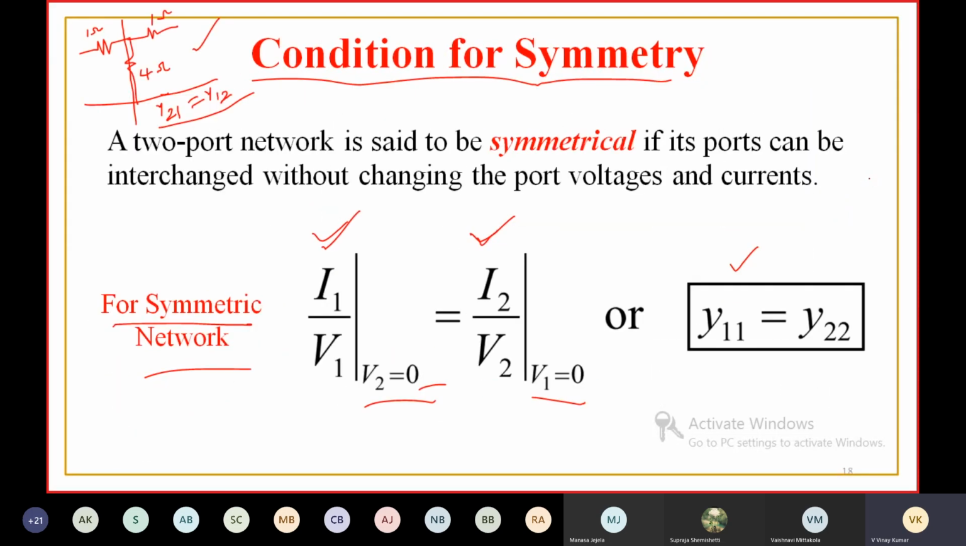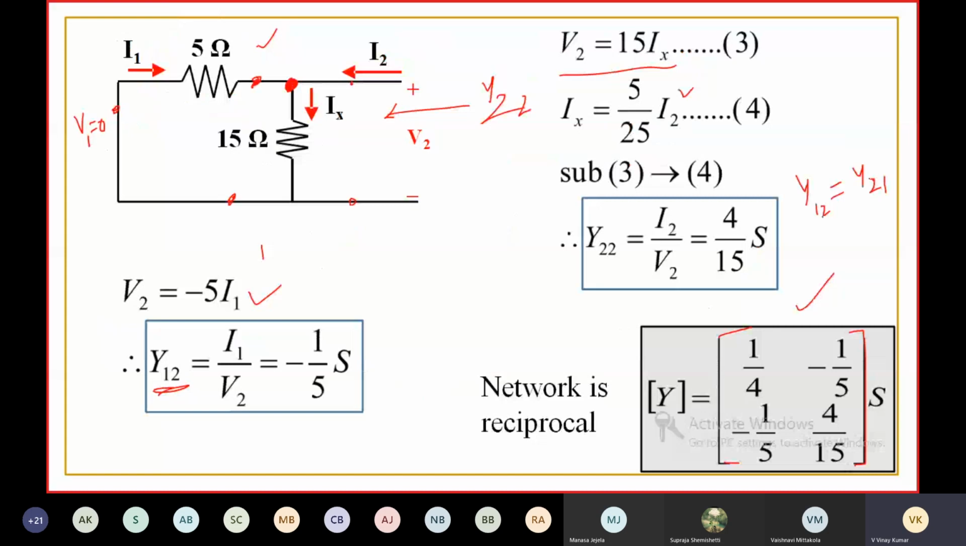Okay, coming to symmetry, Y11 is not equal to Y22 here. Here Y11 is not equal to Y22, which means it is not symmetrical. This network is not symmetrical. This is only reciprocal because Y12 is equal to Y21.